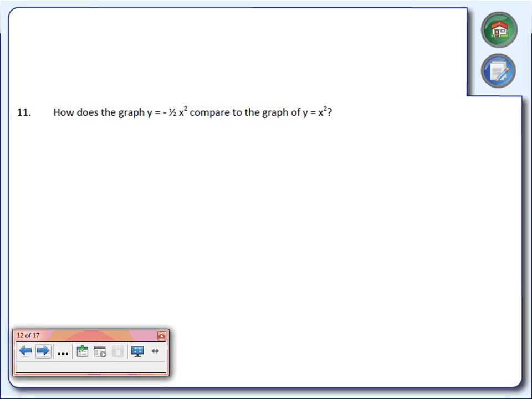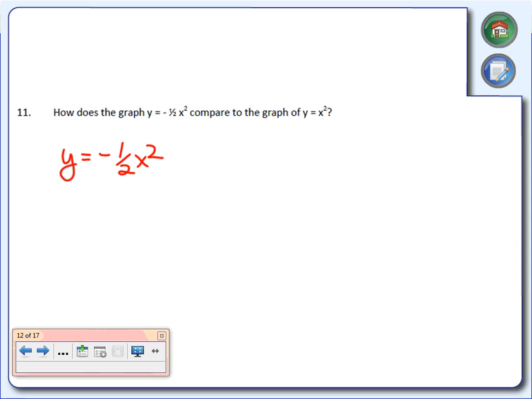We're almost there. Number 11, how does the graph of y equals negative 1/2 x squared compare to the graph of y equals x squared? Well, let's find out. Let's put it in our calculator and graph both of these and take a look. How does y equals negative 1/2 x squared compare with y equals x squared, which happens to be our parent function? There's two things I'm looking for. What's one of them?